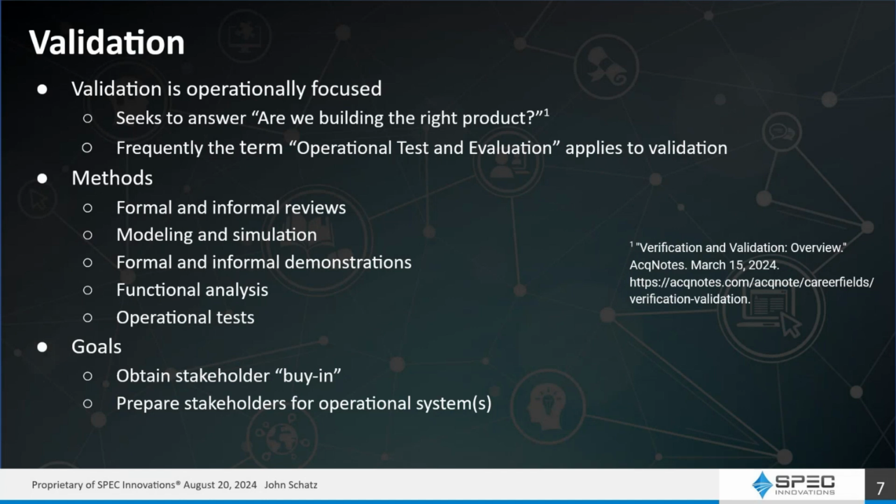So there's going to be a number of different methods that are used for validation. Formal and informal reviews. M&S is going to be used a lot there because there are some things that are very expensive to test or not testable just for other practical reasons. And you will still have operational testing as well.